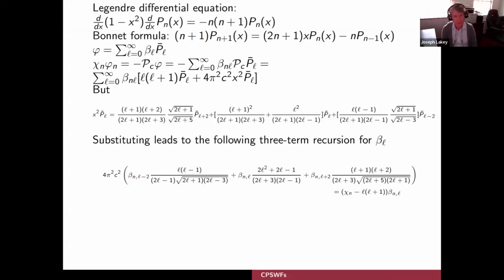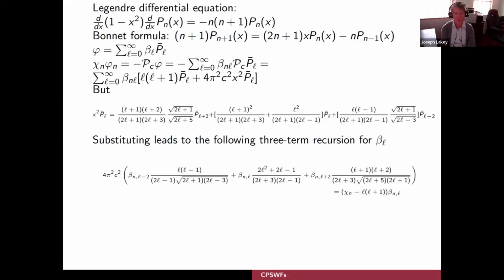So that's the eigenvalue of the Legendre polynomials, n times n plus 1. The second line is the Bonnet formula expressing multiplication of the nth Legendre polynomial by x in terms of the n minus first Legendre polynomial and the n plus first Legendre polynomial. So if you multiply by x squared, then P sub n is also expressed in terms of the n minus second and the n plus second Legendre polynomial. If I put a bar over the Legendre polynomials, it just means I'm normalizing them for L2 of minus 1, 1. So here I'm taking an eigenfunction of the prolate differential operator, phi. I'm expanding it in normalized Legendre polynomials, and the beta L's are the coefficients.